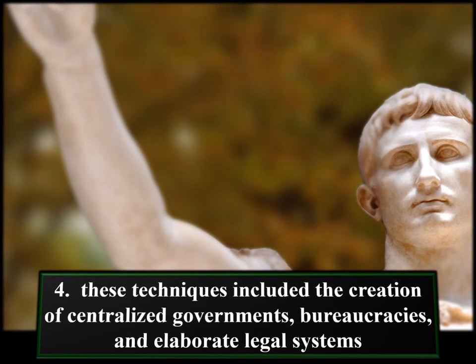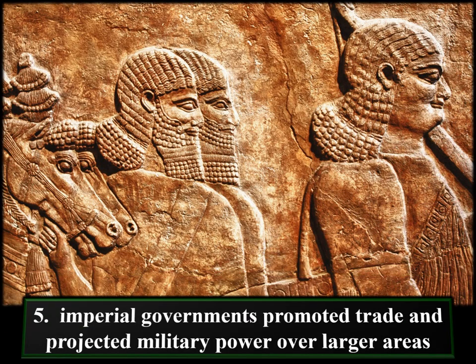These techniques included the creation of centralized governments, bureaucracies, and elaborate legal systems, especially by the time we get to the Roman Empire, which we will in a later unit. Imperial governments promoted trade and projected military power over larger areas. Again, we've talked before about the difference between an empire, which is an imperial government, and a kingdom. A kingdom is smaller. A kingdom usually is a governor over his own people, but when he decides to conquer another area and expand his territory, that is called an empire.